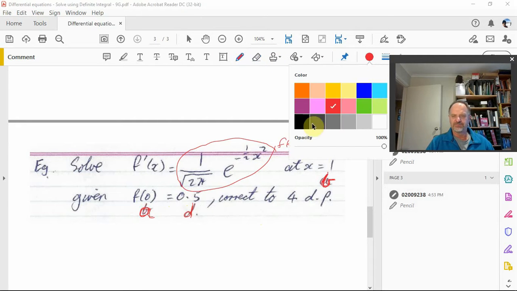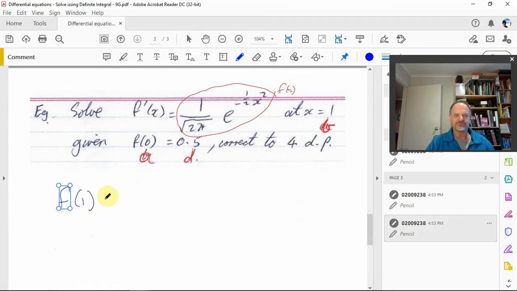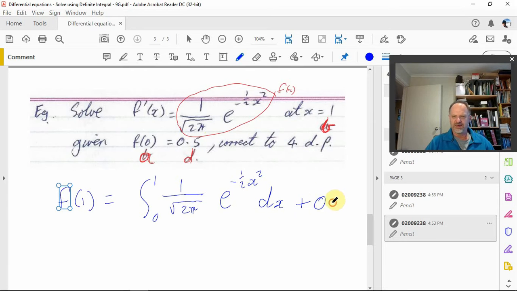So let's have a look then. So if that's the case, then f of 1, or the y value, and I'm using the function notation, the f(x) notation here, so f of 1 would then be the integral from 0 to 1 of all of this stuff, 1 on root 2 pi e to the negative half x squared dx plus where we started at 0.5, and it says to 4 decimal places. So we're going to use our calculator for this.